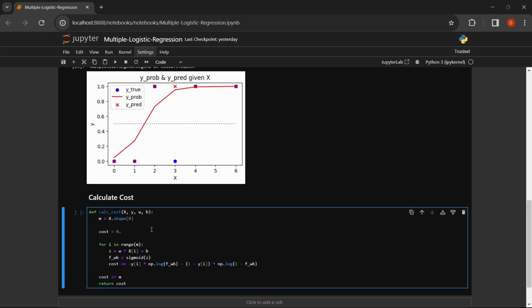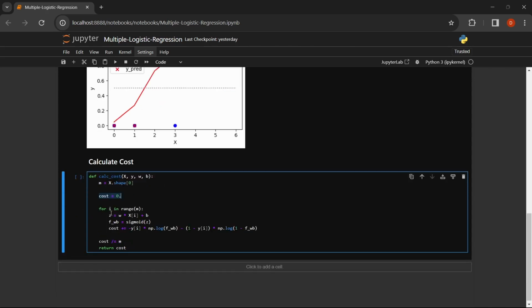All right, so here's our cost function. We want to iterate over all m training examples and then initialize cost with 0. And then in the for loop, we're going to calculate the y prediction for each of our training examples and then plug that into our loss function and then add that to our cost for each training example. And then finally take the average of those losses and that will be our cost.